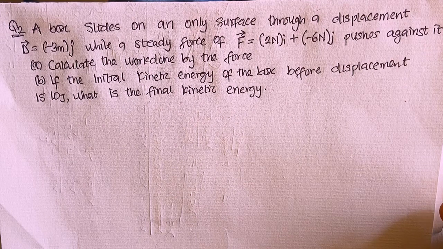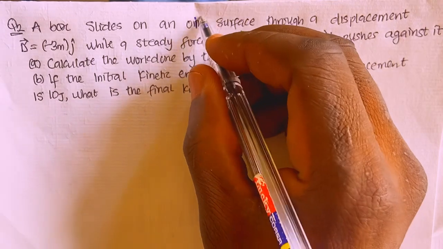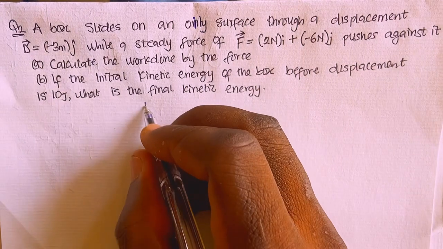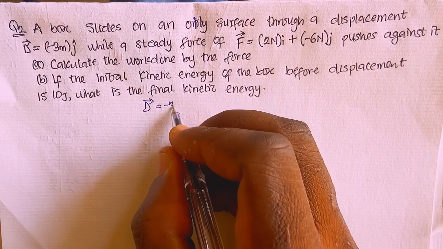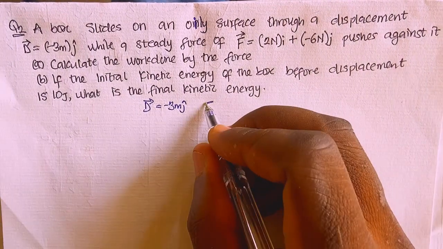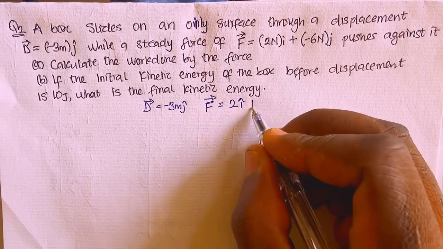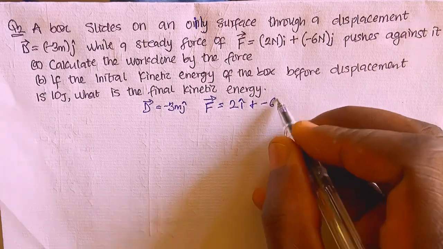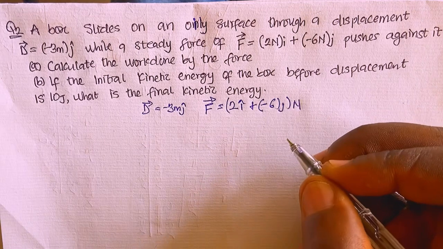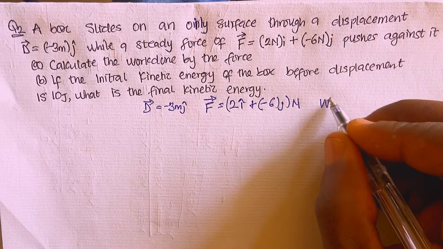A box lies on an oily surface. This should be oily surface. On an oily surface through a displacement of minus 3 meter J, right? While a steady force F, which is equal to (2I plus minus 6J) all into brackets Newton, pushes against it. Calculate the work done. We are asked to calculate for the work done, right?